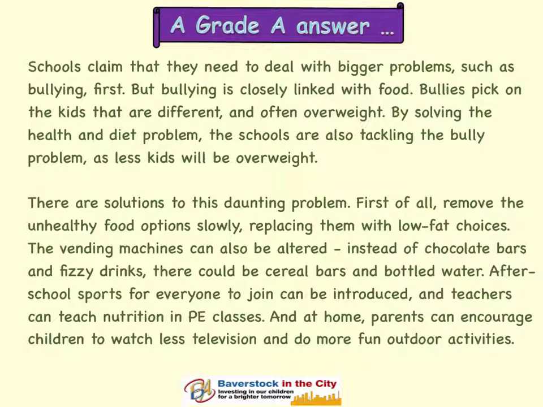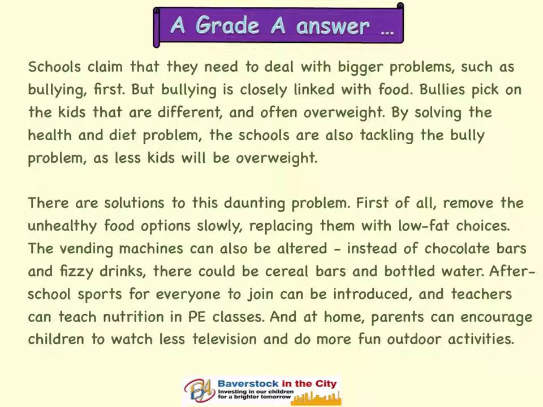So now let us have a look what this page has given us. Schools claim that they need to deal with bigger problems such as bullying first. But bullying is closely linked with food. Bullies pick on the kids that are different and often overweight. By solving the health and diet problem, the schools are also tackling the bully problem, as less kids will be overweight. There are solutions to this daunting problem.